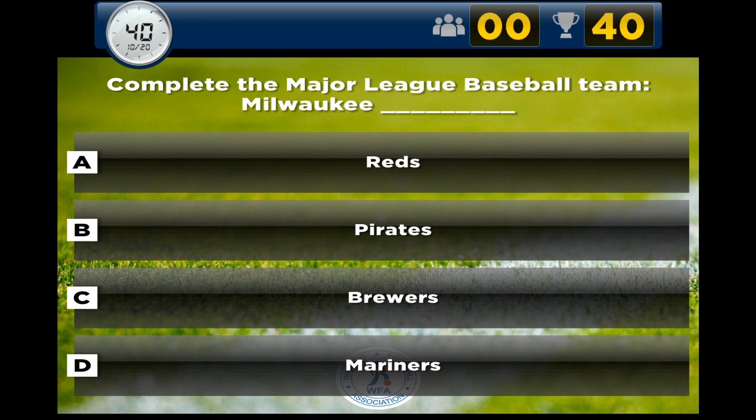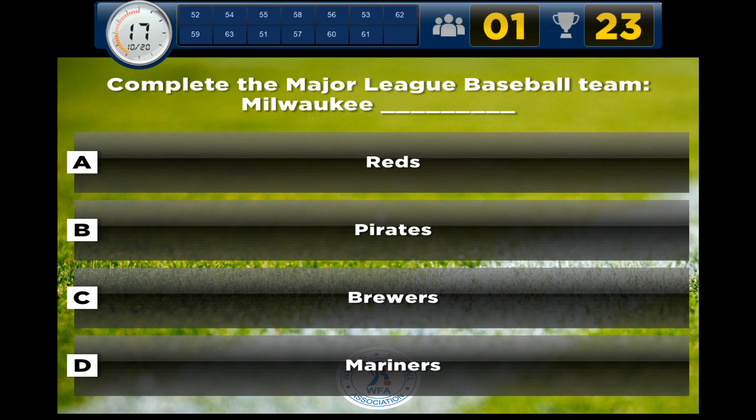So complete the Major League Baseball team. Milwaukee, is it Reds, Pirates, Brewers or Mariners? So the name of the Major League Baseball team in Milwaukee, are they the Reds, the Pirates, the Brewers or the Mariners? 15 seconds left.